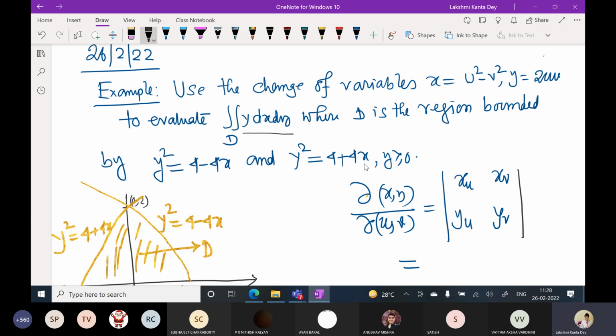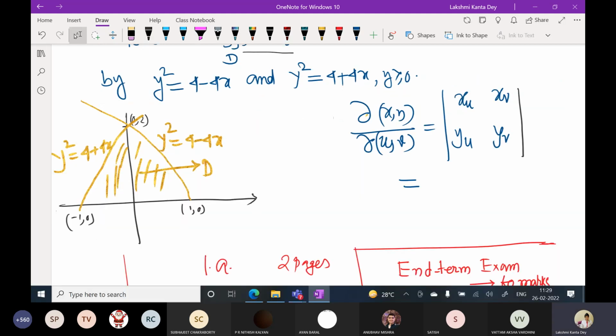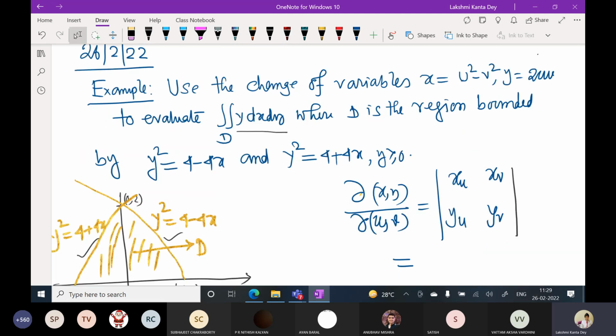This is the region of integration. You can see this part on the left hand side is y square equal to 4x plus 4, and the right part is y square equal to 4 minus 4x. We have to first draw the picture in order to have some idea what the region of integration could be. In this case it is a little bit difficult to predict what change of variable we have to use. That is why in this particular question the change of variable is suggested: x equal to u square minus v square, y equal to twice uv.